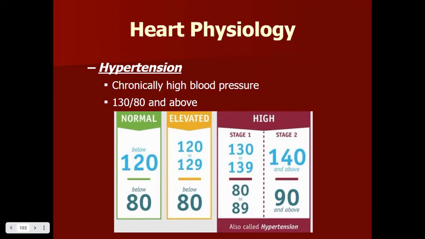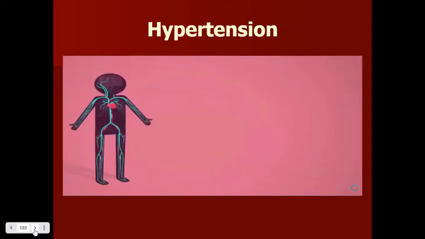Hypertension is when an individual has chronically high blood pressure. And this is starting to be a concern if someone's blood pressure is regularly 130/80 or above. Now, normal blood pressure is always going to be higher or lower depending on your activity, your body temperature, your mood. But if it is chronically high, all the time, that's a cause for concern.